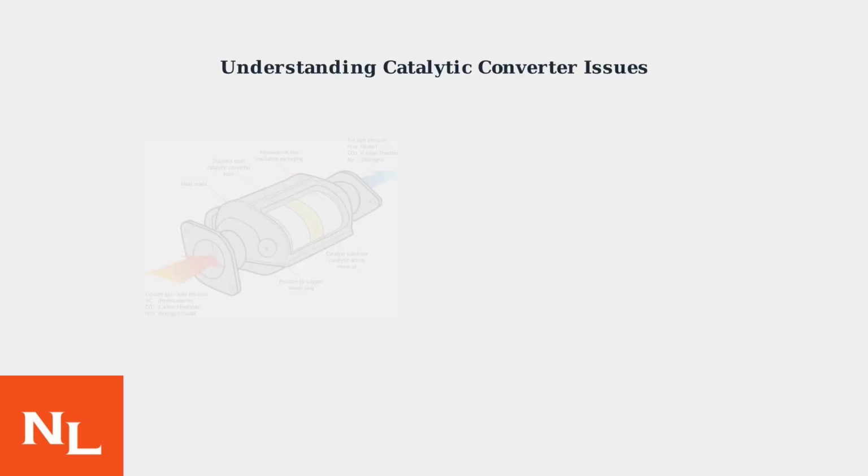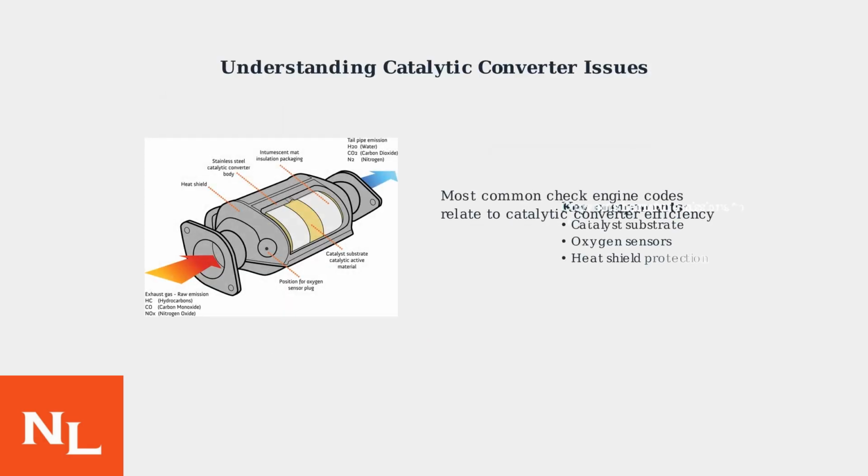Since catalytic converter efficiency codes are the most common, it's important to understand how this component works. The catalytic converter uses a catalyst substrate and oxygen sensors to convert harmful emissions into water, carbon dioxide, and nitrogen.